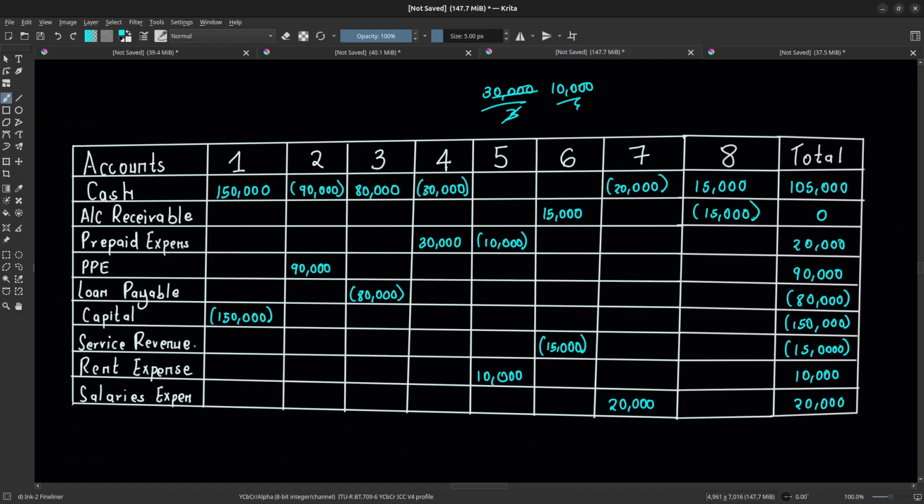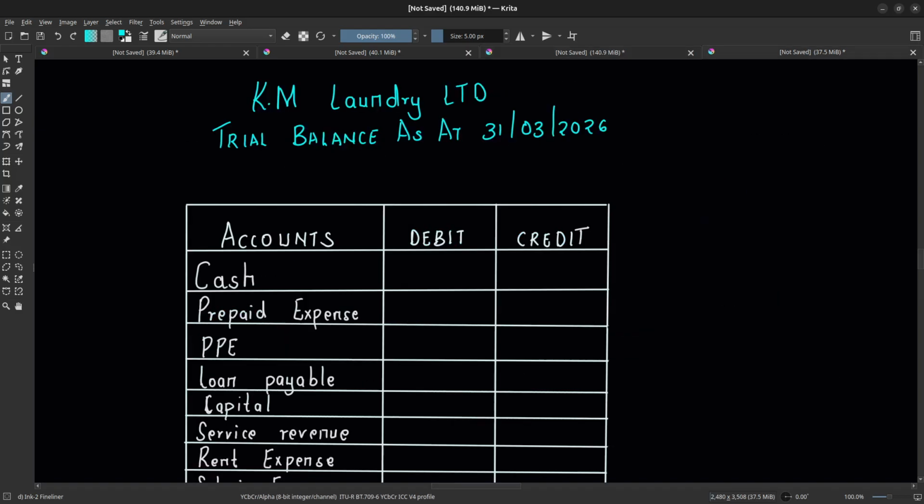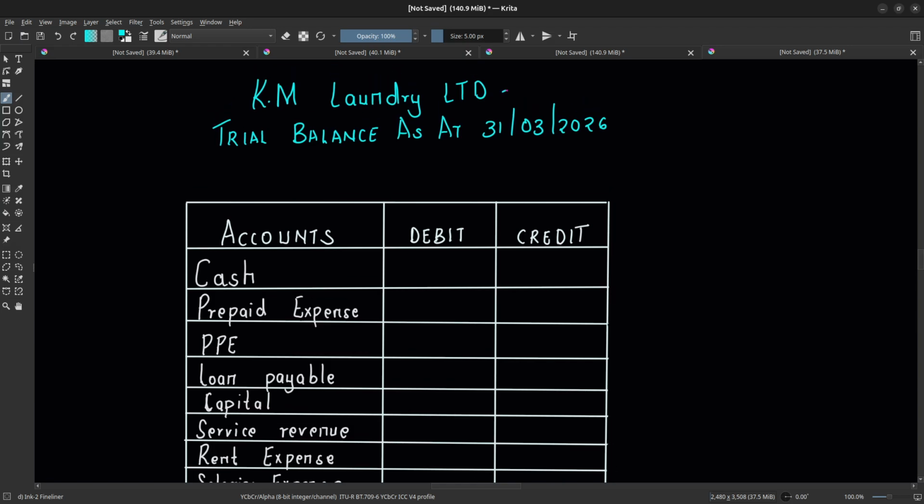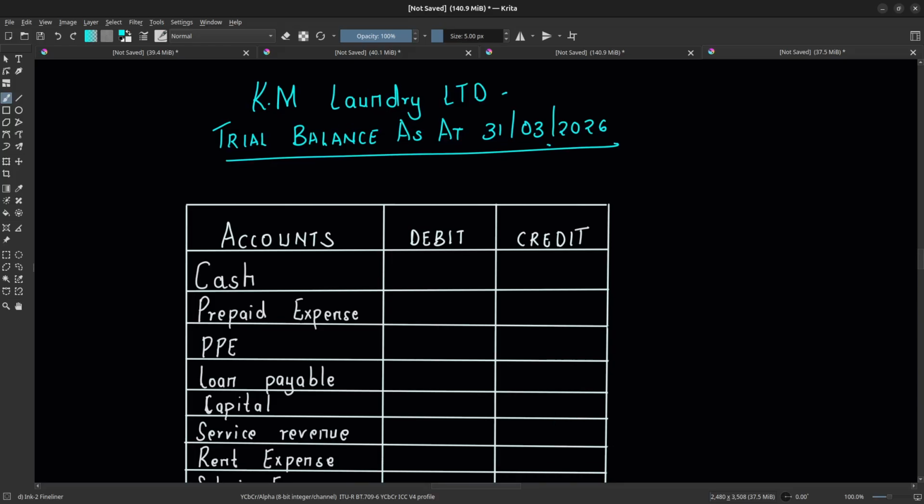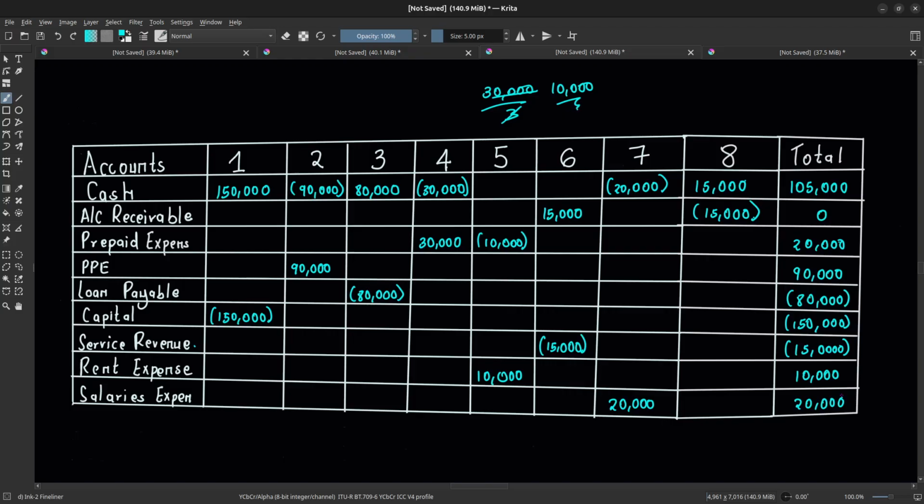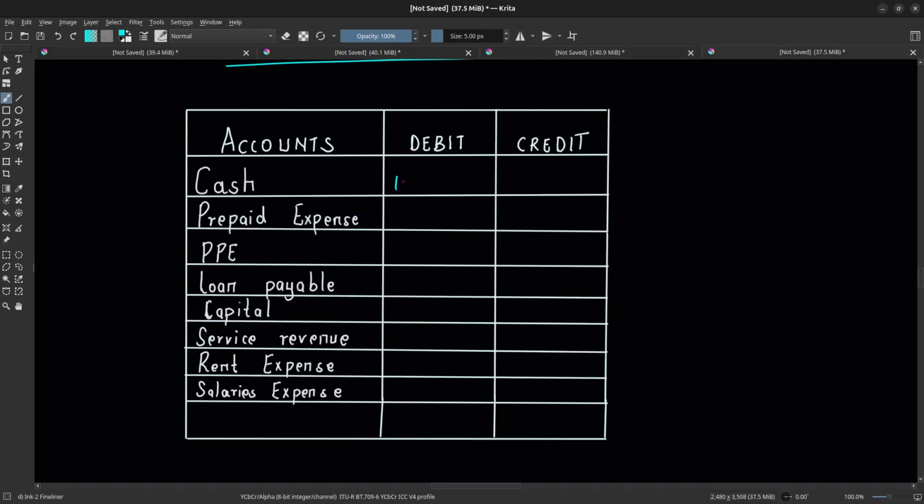Okay, now let us look at the TB, how it will look like. And first, always for the TB, remember, write the name of the business and always indicate which period end the trial balance is at. For our instance, it is 31st March 2026. So let us add the balances of these accounts. For cash, we had 105, which is cash is usually a debit account.